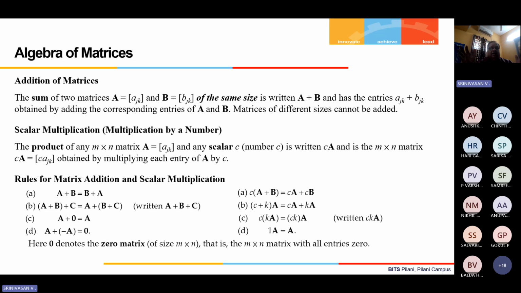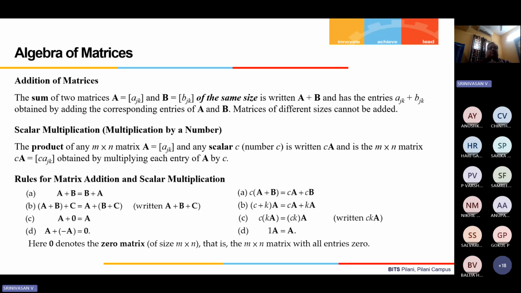That means whenever two matrices are to be added, or one matrix is being subtracted from the other, first thing is that they must be of same order. Second thing, corresponding entries are being added for addition, and the corresponding entries will be subtracted from the other one. And therefore, that is subtraction. That is automatic.